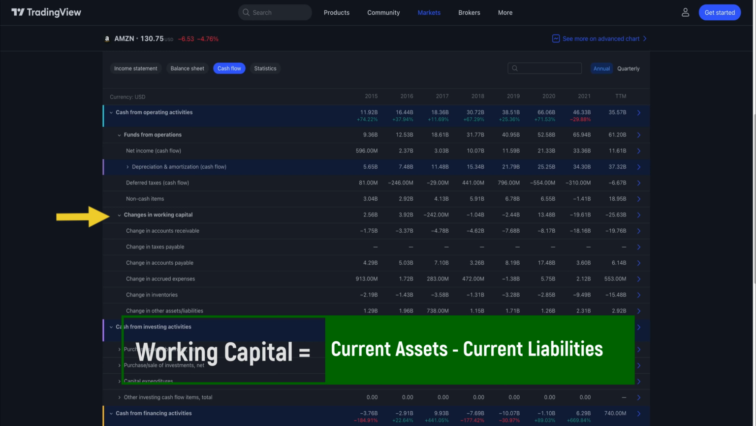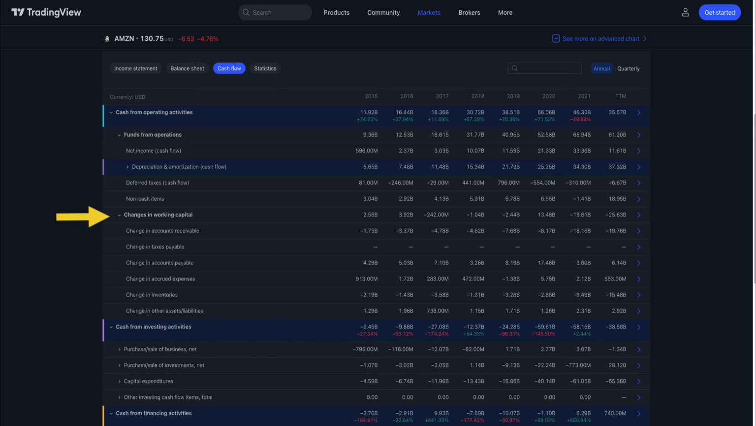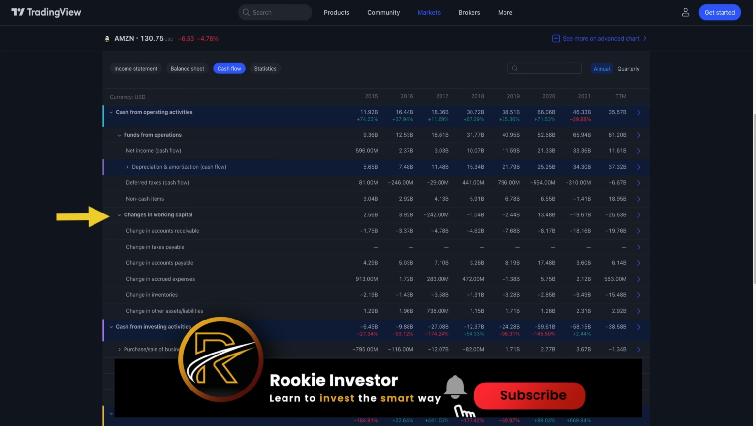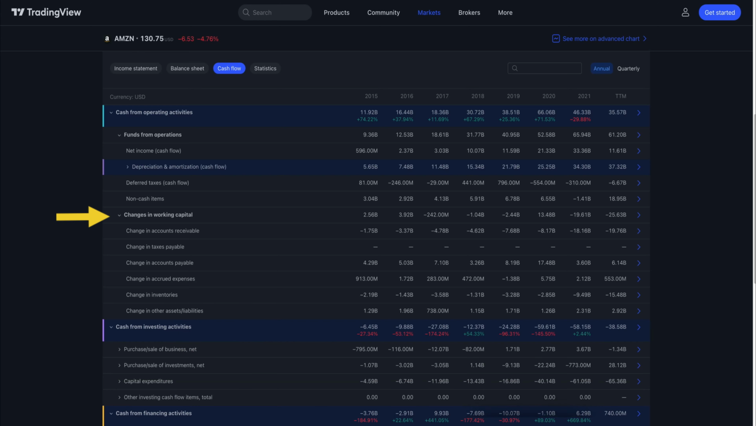A positive working capital shows that your business has sufficient liquid assets to pay off immediate debts, while a negative working capital shows that the company would struggle to pay immediate debts if restricted only to current assets. You can expand changes in the working capital and look at more categories such as account receivables, accounts payable, accrued expenses, inventory, and other assets.